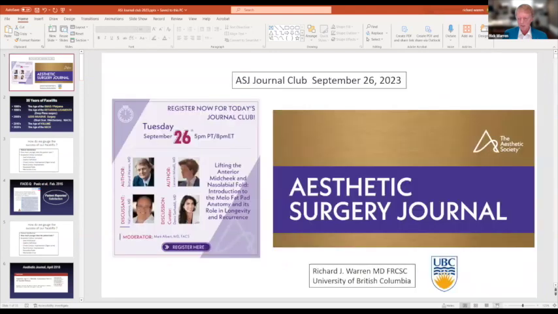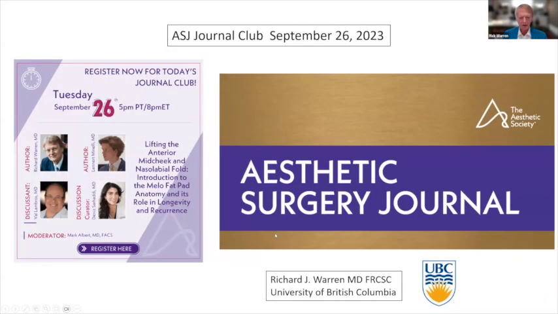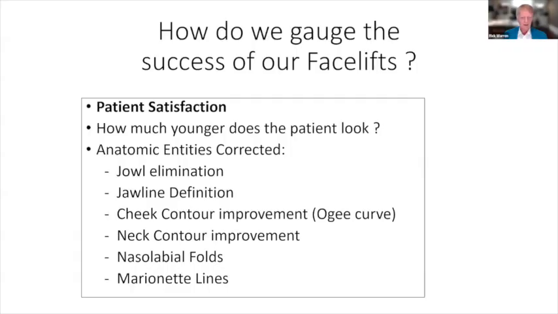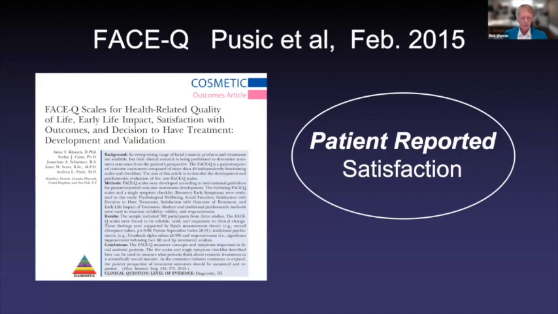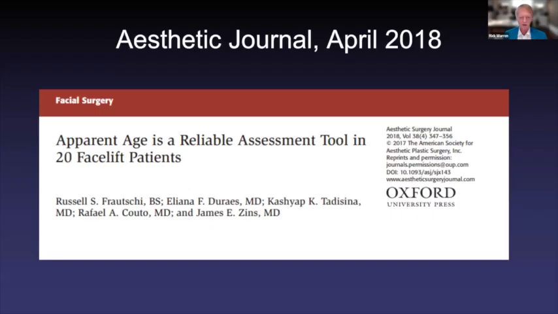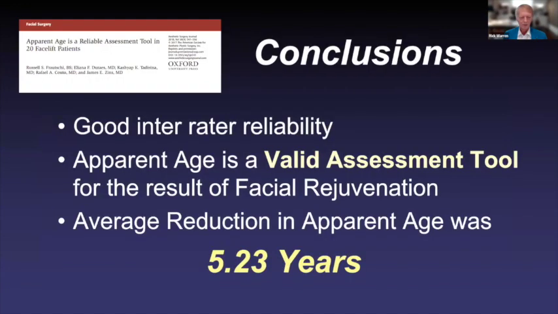Well, this was the opening slide I showed. And these are the ages that I was talking about, from platysma, ligaments, less invasive surgery, volume, and then the neck. And I was just saying that patient satisfaction is a way of measuring results. This was the FaceQ slide. And then I mentioned how patients can look younger, and we can measure this objectively. This was the Jim Zins paper in ASJ in 2018. And this was the result that he found, which was that his patients anyway looked a little over 5 years younger.